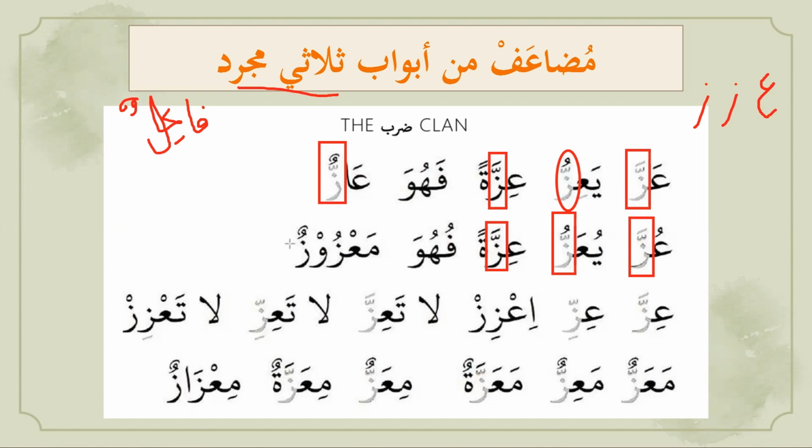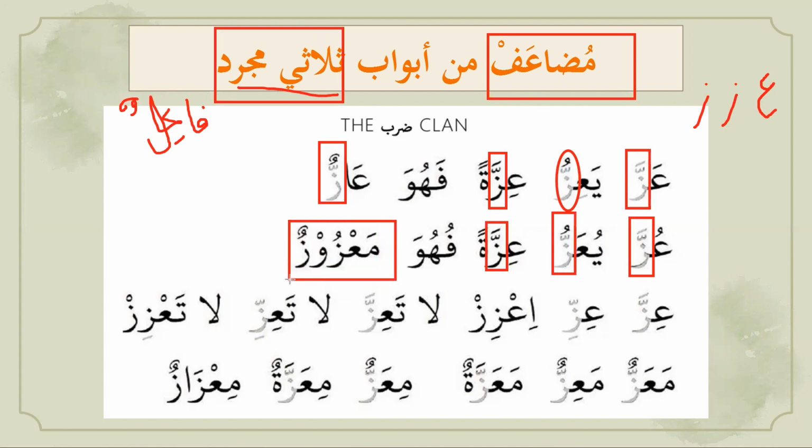Then ism maf'ul. In Sulasi Mujarrad, ism maf'ul comes on the pattern of maf'ulun, so it is ma'zuzun. For muda'af words coming through Sulasi Mujarrad families, the ism maf'ul is just like a regular word. So maf'ulun, ma'zuzun, no fusion in ism maf'ul. Let me color it differently. So here there is no fusion.